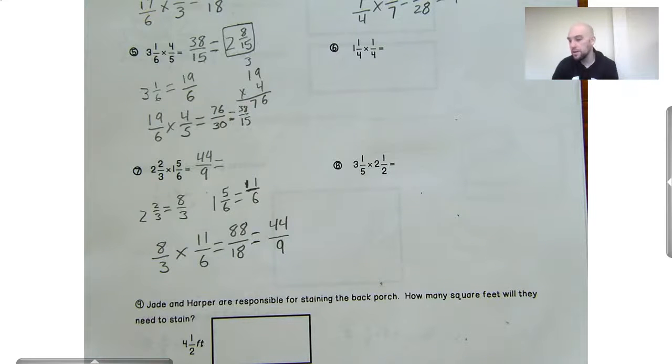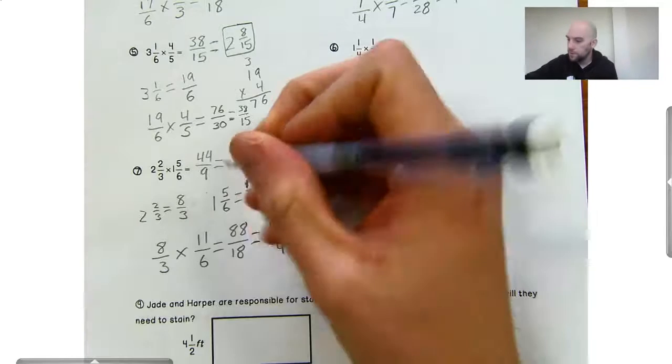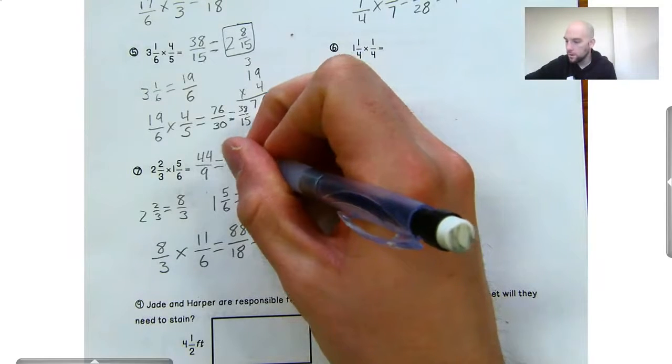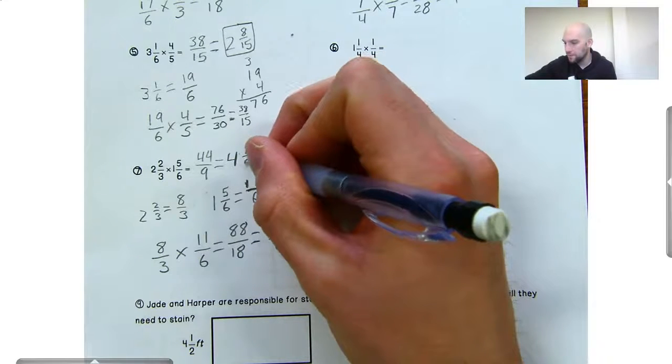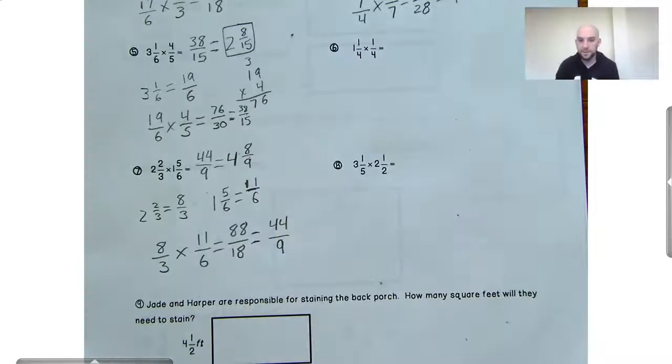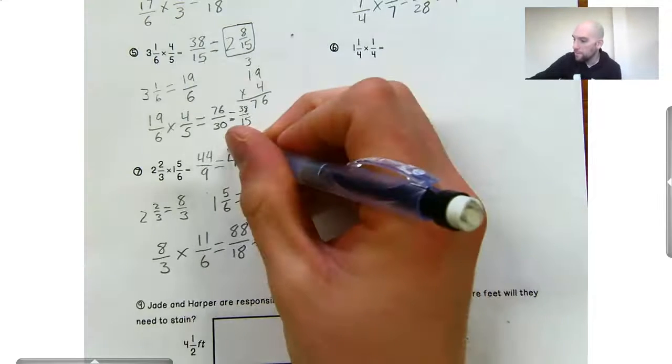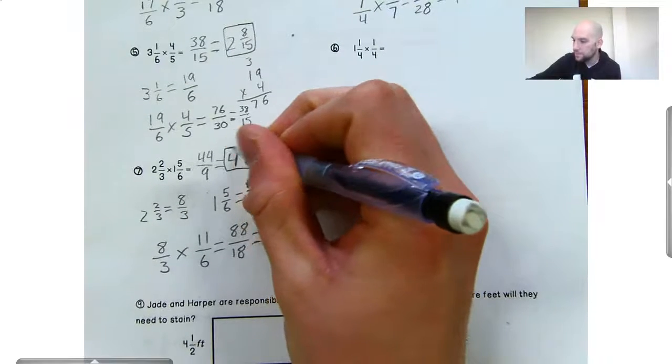So we have, I know my nines will be 9, 18, 27, 36, 45. Oh, 45 is more than 44. So I can only go to 36, which is 9 times 4. So my whole number will be 4. And I will have 8 ninths left over. 44 minus 36 will give me 8. So I'll have 4 and 8 ninths.